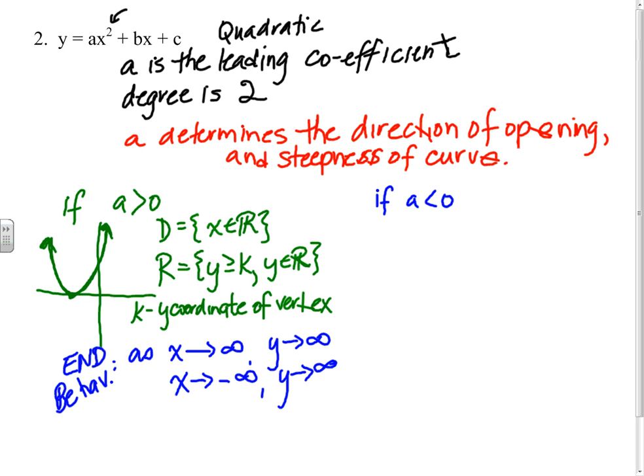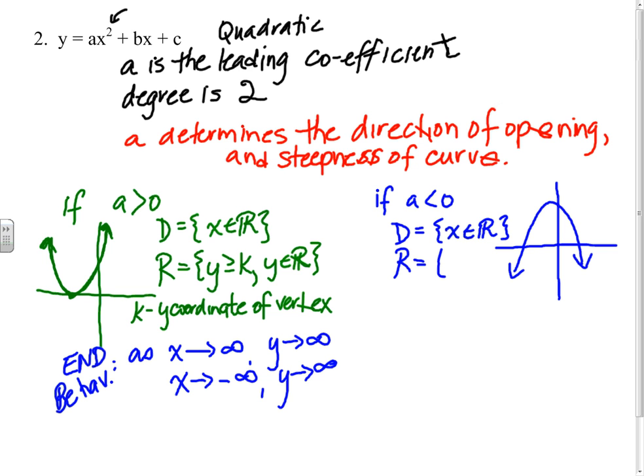All right. If A is negative, we know that our parabola would open downwards. Something like that. Our domain would still be, x could be anything. It goes to the left and the right forever. But the range has a maximum value at the top. So my y has to be less than or equal to k, the y-coordinate of the vertex, and y is a real number.